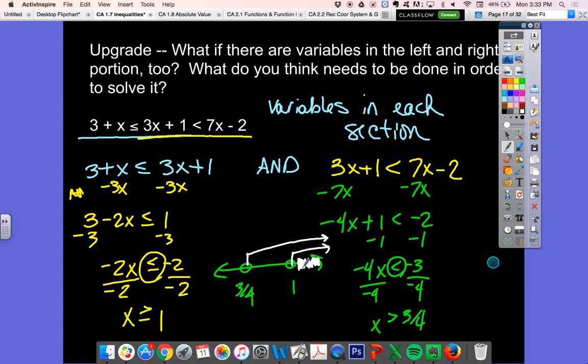Now that bubble is not filled in. So yes it is. Oh, caught myself. That little line under there travels all the way down there. So yes, that bubble's filled in. That changes things. We're going to start with 1 and it includes that and go to infinity. So even though it's an and problem, you're getting one side of it.